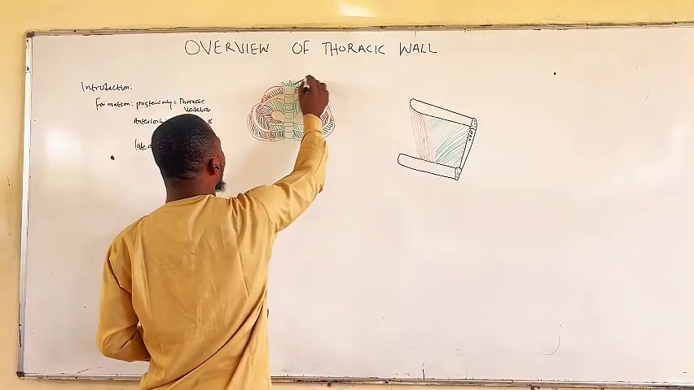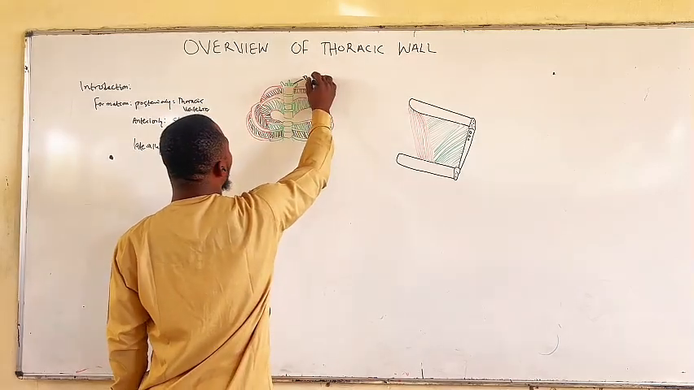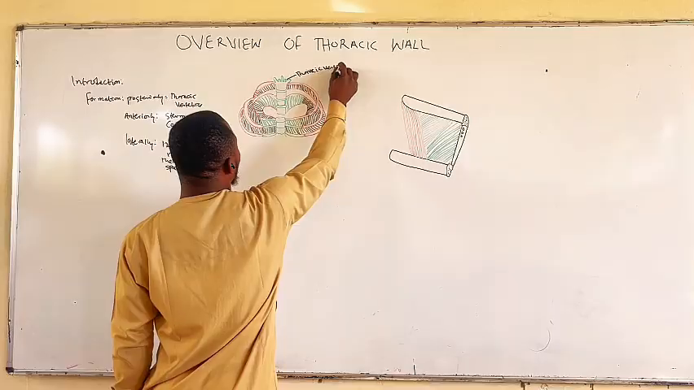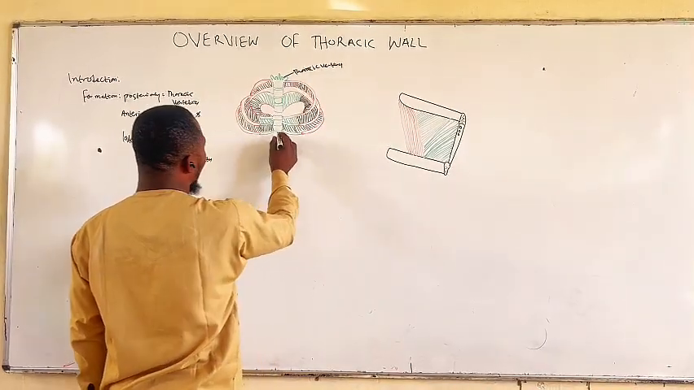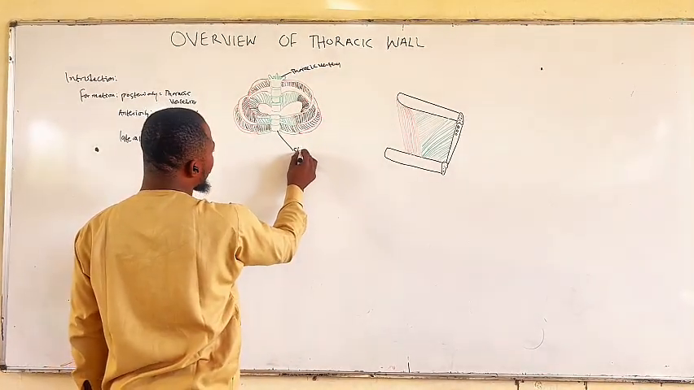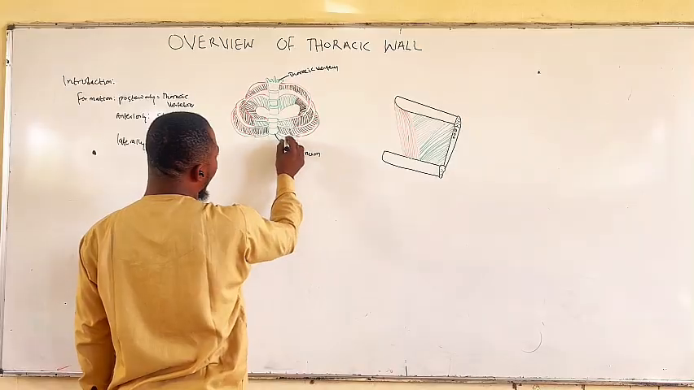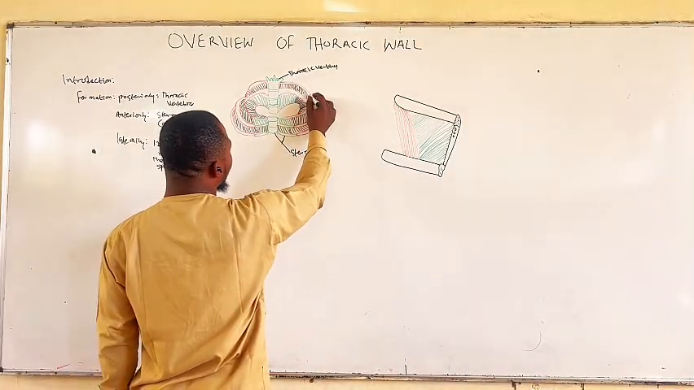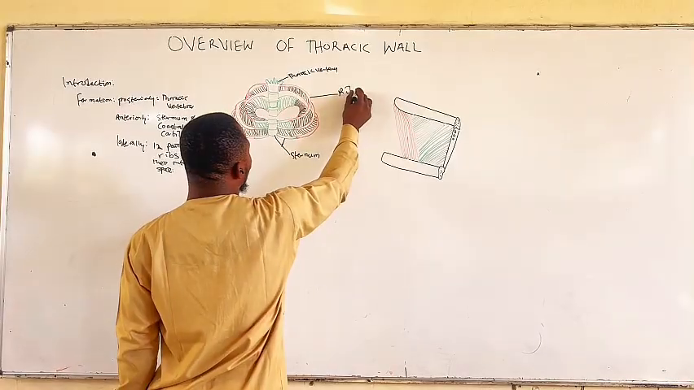It is formed posteriorly by the thoracic vertebra, anteriorly by the sternum and the costal cartilage, and laterally it is formed by ribs.